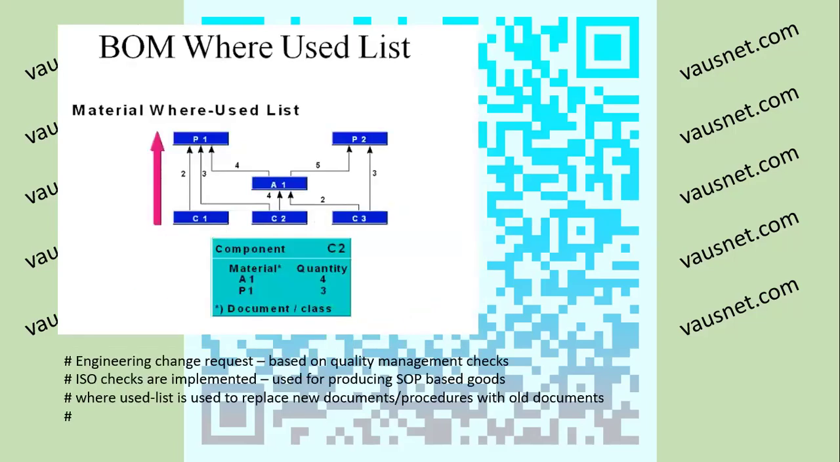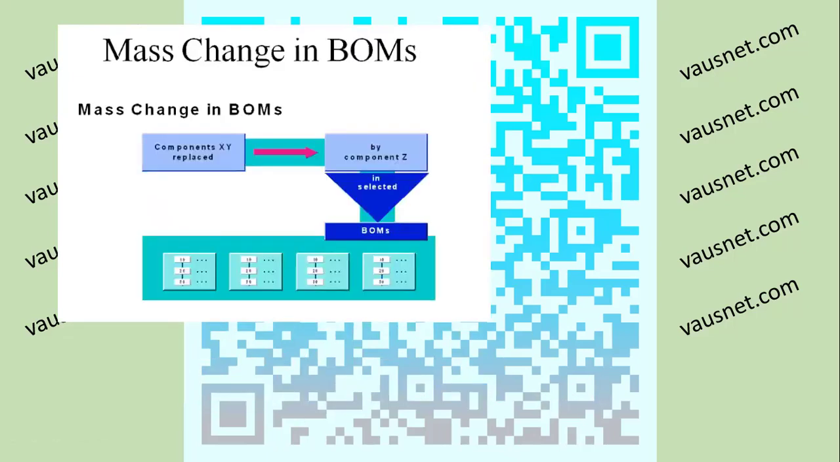So in BOM, where-used list is basically also implemented, where, as I said, new models are being introduced, like ISO standardization checks are implemented. So you should know the documentation, the old documentation will be replaced by the new one. The SOPs or the user manuals or production manuals will change, and new material will replace the older ones. So where-used list basically gives you an overview of where the bills of material are being used.